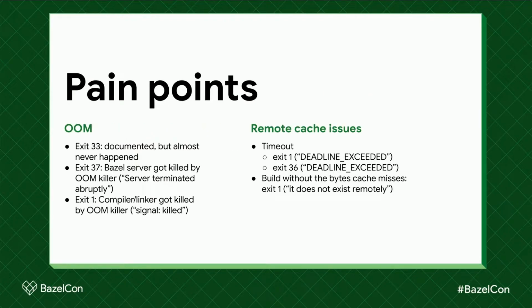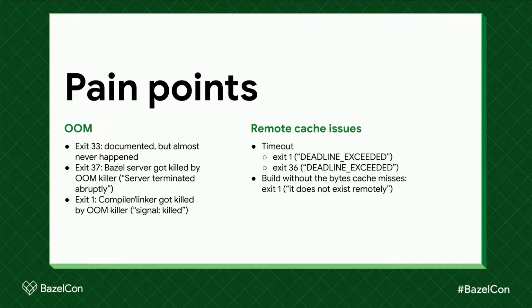The pain point is that it turned out to be hard to catch these issues. As you can see there, for out-of-memory issues, there can be 3 different exit codes. And for remote cache issues, there are 2 different exit codes. And we also found that exit code 1 is everywhere. It can be legitimate build issues. It can be out-of-memory issues. It can be remote cache timeout or Build Without the Bytes misses.